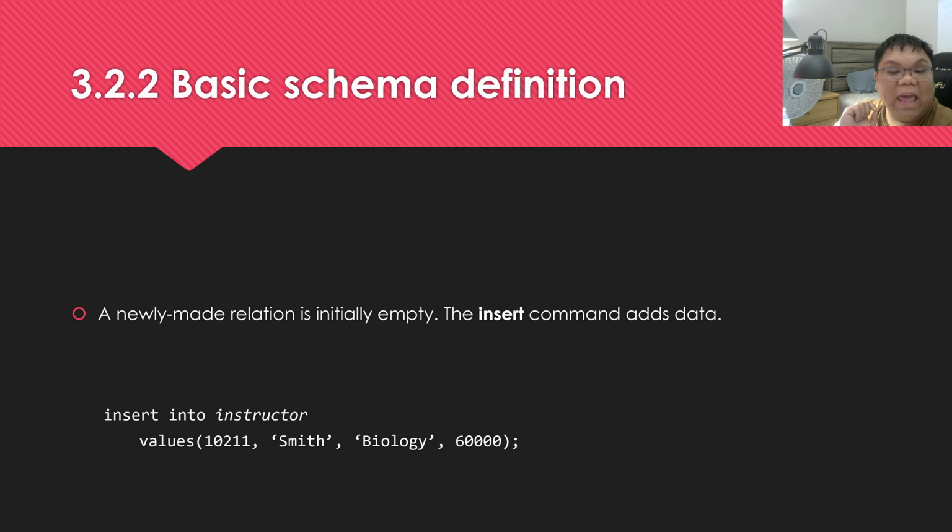Once we make a relation using the create table command, it's going to be empty. But we can add new data using the insert command. So we can just say insert into instructor values, and then we can just list off each value. So we're adding instructor Smith to the biology department with a salary of $60,000.